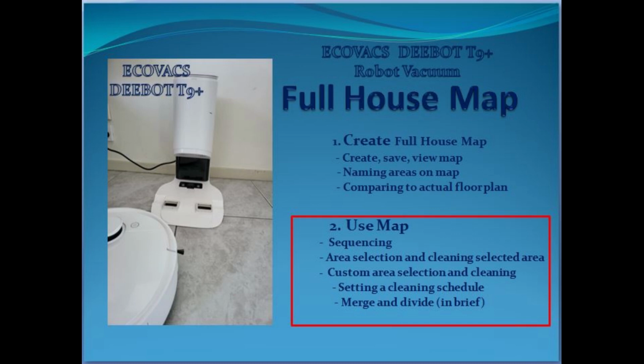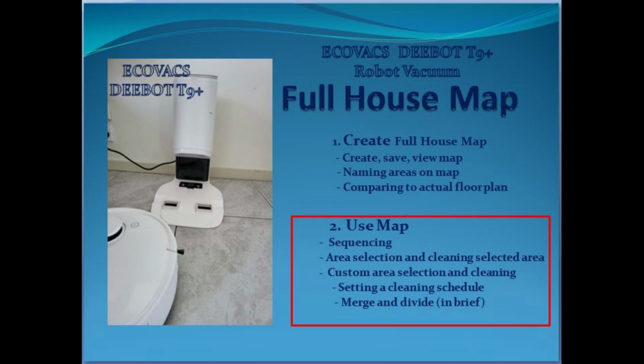We now move on to the second part of the video on how to use the map, starting with sequencing, which is to make the DEEBOT go around the house, cleaning the rooms in a particular sequence. After sequencing, we'll see how to select particular areas on the map.